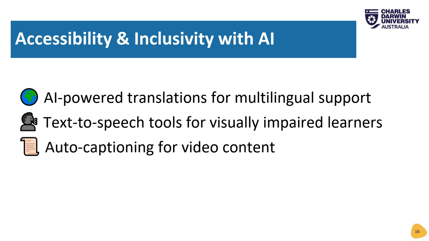It's important to consider accessibility and inclusivity with AI. So AI-powered translations for multilingual support is important. Where often we have AI tools that can help with visually impaired learners, such as text-to-speech tools. And there is also the ability to have auto captioning for video content that can make materials more inclusive and accessible for a range of learners.